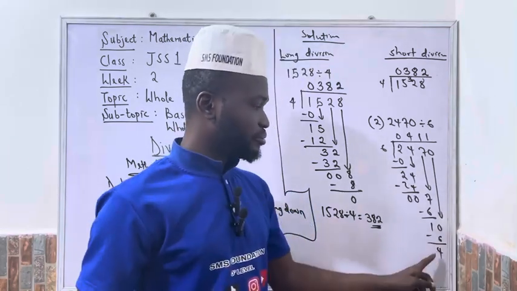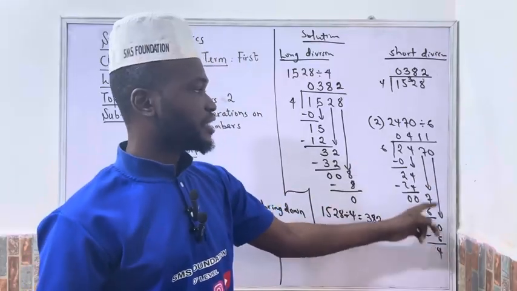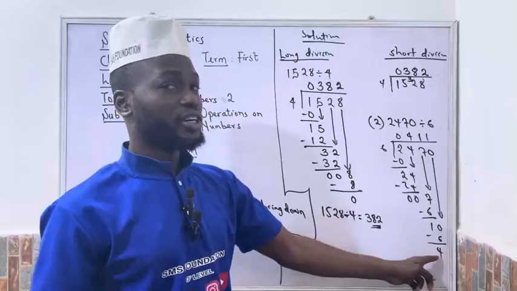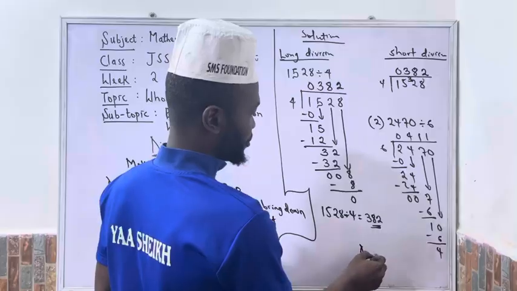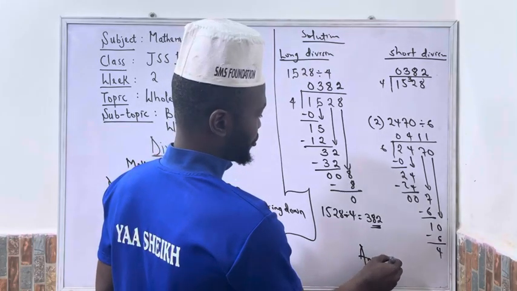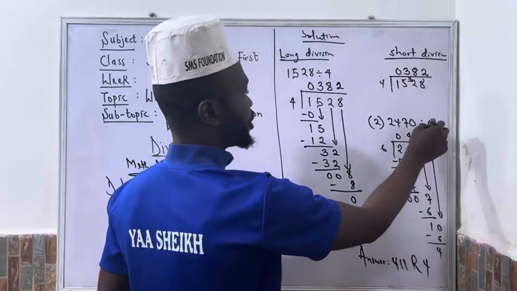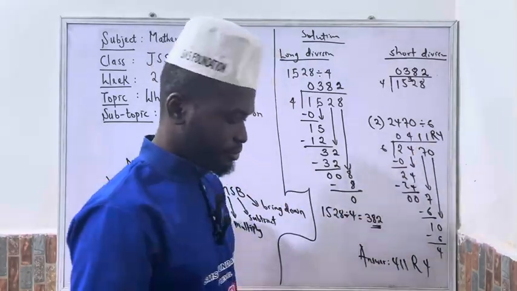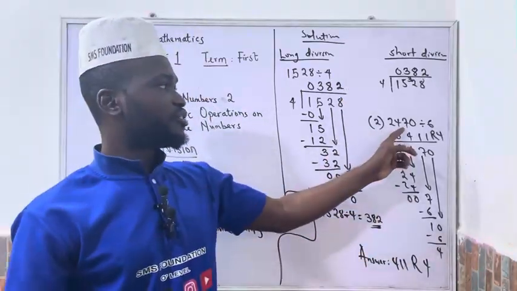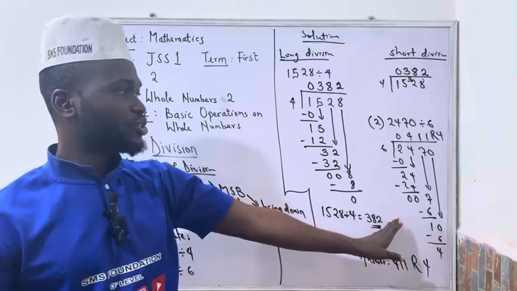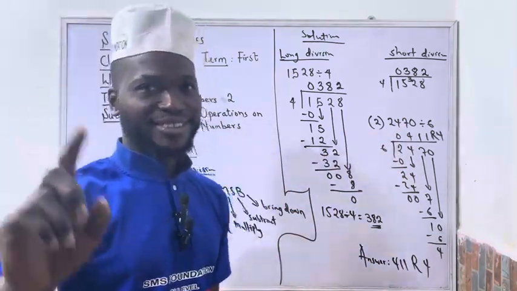You can see that the remaining number that I have here, nothing to bring down to complement this. And this 6 cannot divide 4 anymore. I will just conclude that my answer is equal to 411 remainder 4. Or you write the remainder 4 on top of here. So, this is how to do a type of division that has remainder. However, you can try the short division method using this same question to do it. So, you get the same answer. Thank you. Bye-bye.